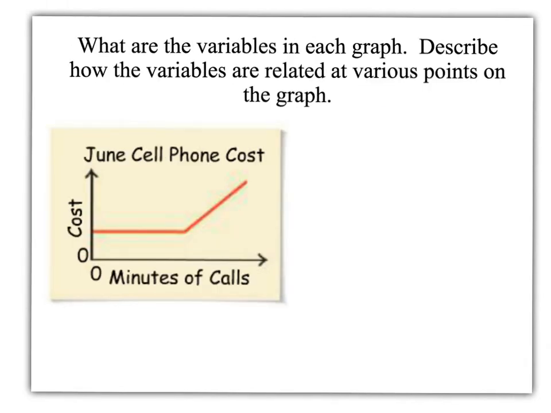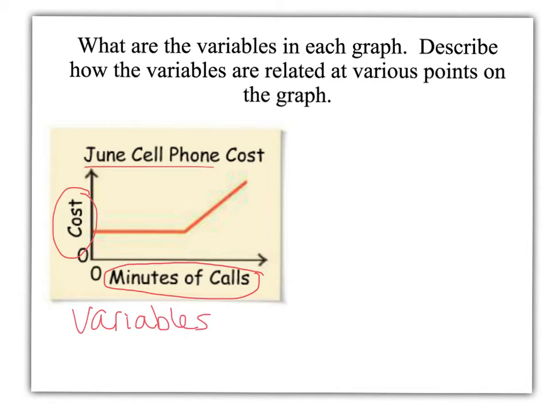Okay, so one more of these. It says, what are the variables in each graph? Describe how the variables are related. So variables, again, the things that are changing. So the minutes of a call and the cost. Those are your variables. Okay, it's just what's on your x-axis and your y-axis. That's what's changing. So June's cell phone cost.